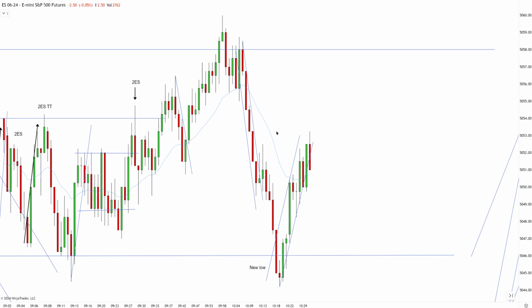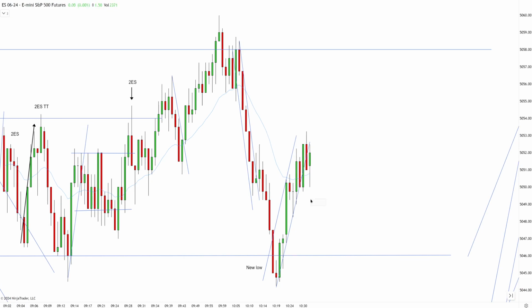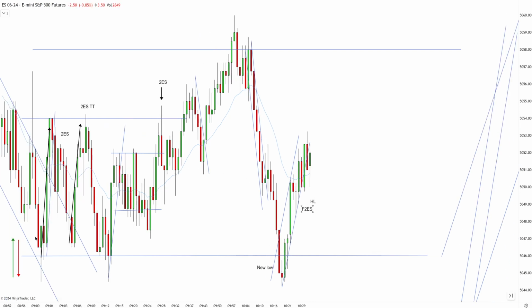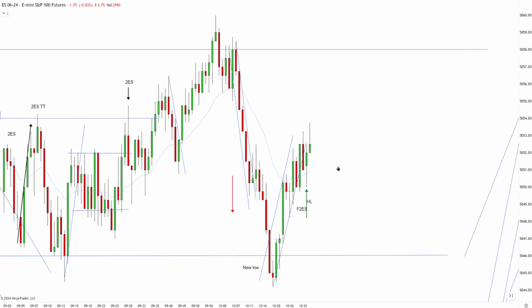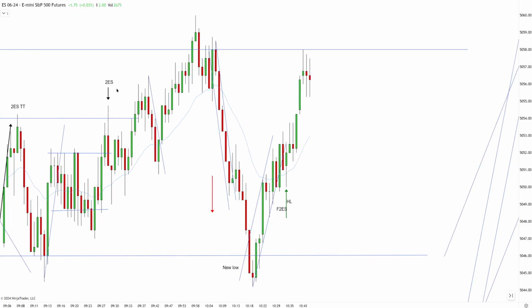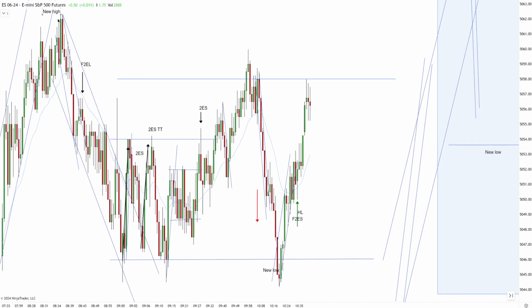Why are we retracing so much? There's a small break, new extreme, and now we actually have a decent setup. High-low confirmation of the failed second entry short. So right here, the high-low is confirming that the failed second entry short is a valid setup, and this is the first great high probability setup for today. Great high-low confirmation like this. The market created a break and moved to a new extreme.